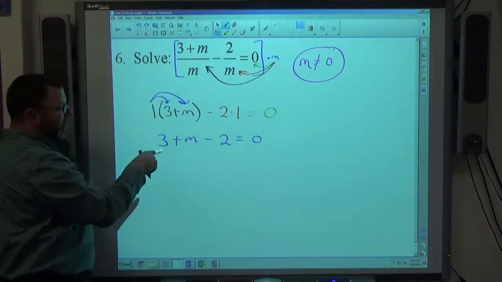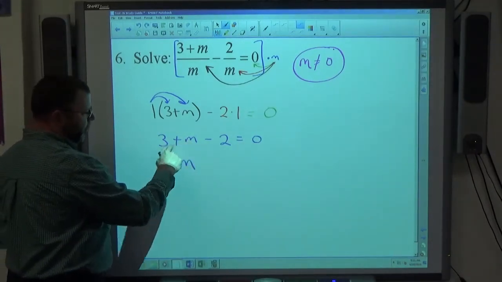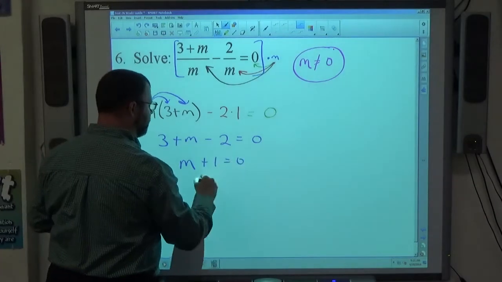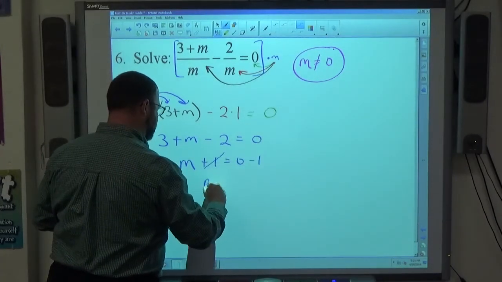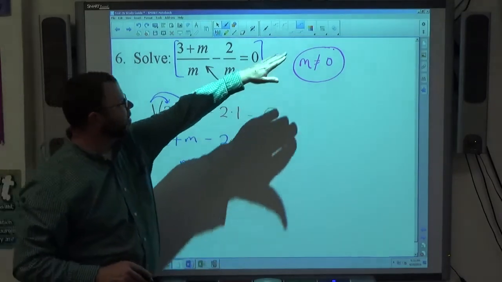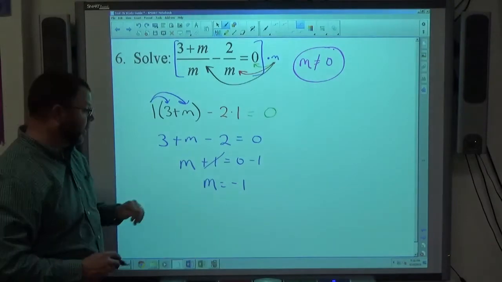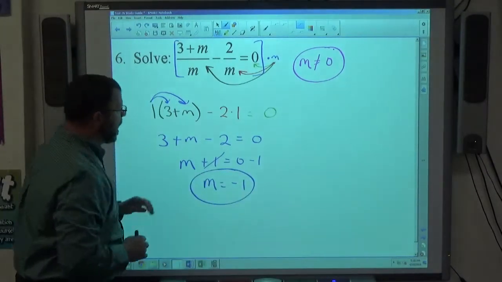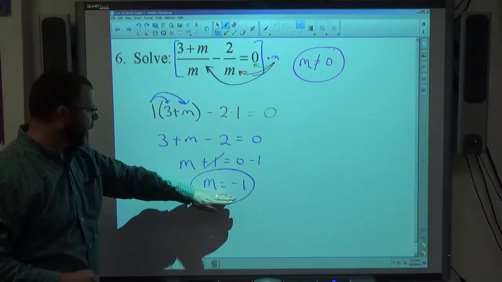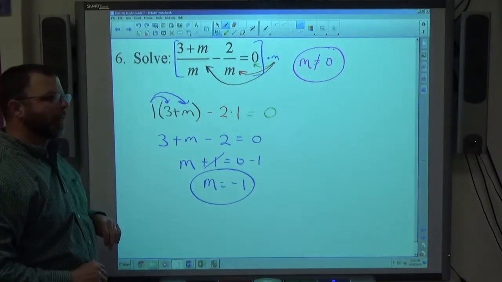Once I get the fractions out of the problem, now I simply have a real easy algebra problem. M is m, 3 minus 2 is going to be plus 1 equals 0. Move the 1 to the other side and simplify. M equals negative 1. At this point, my investigation says m is not allowed to equal 0. I got m not equal to 0, it's equal to -1, so that's the final answer. Going through all this work, if at the end I got m equals 0, I'd have to throw that answer out. It's unlikely it'll happen, but that's just something to think about.